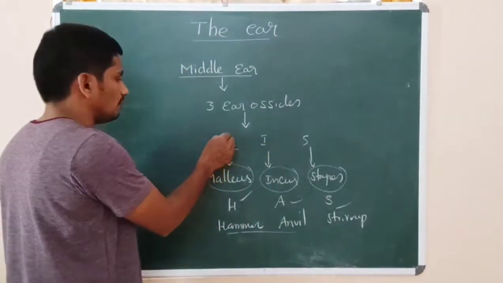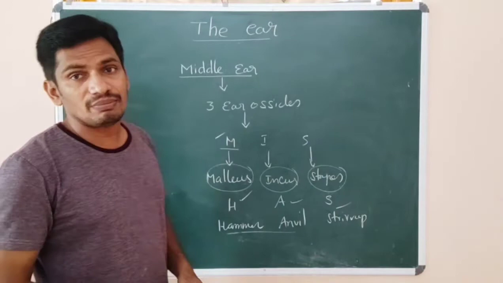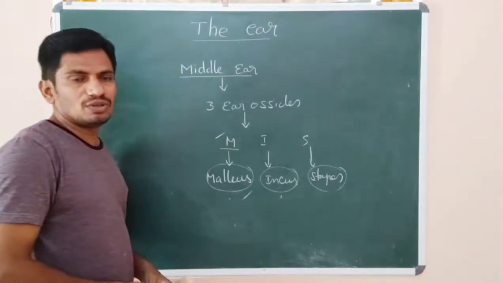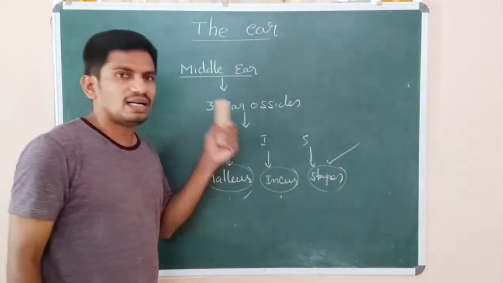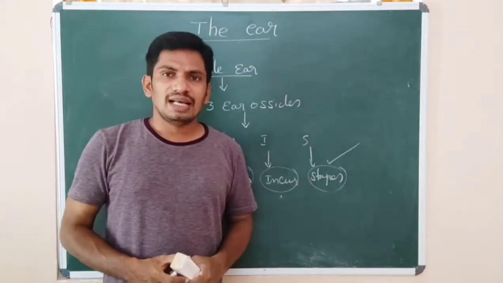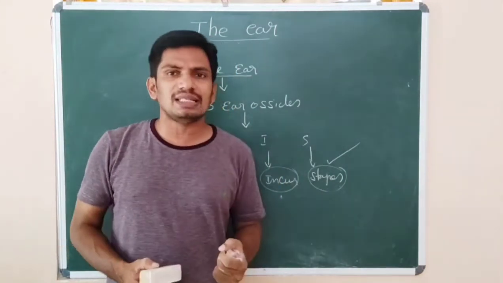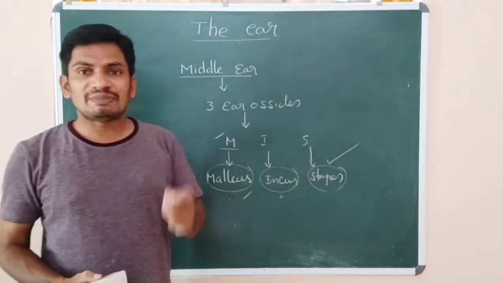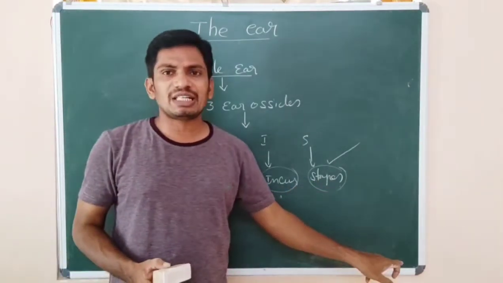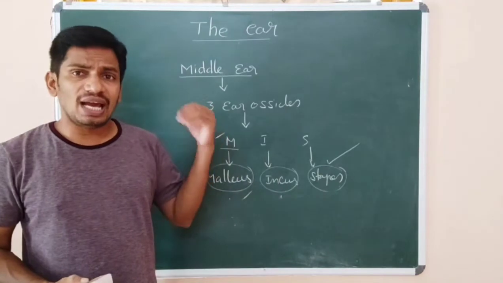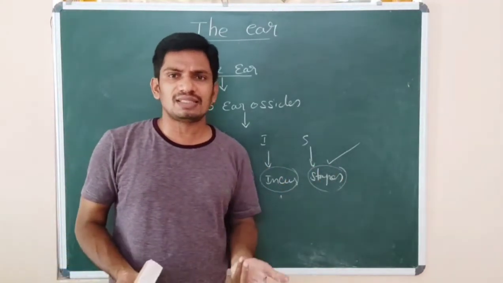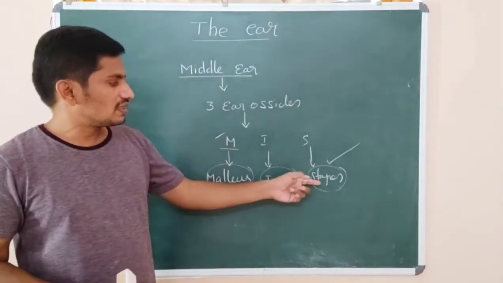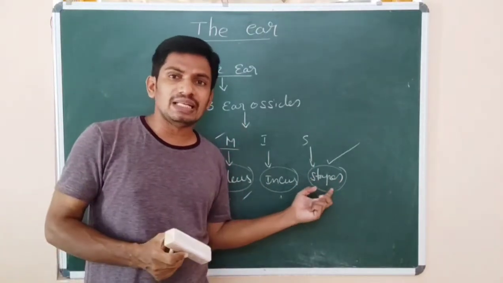So the bone that directly contacts the eardrum is the malleus. Among these three, which is the smallest bone? The stapes is the smallest bone in our body. The smallest muscle, present over the stapes, is called the stapedius. Because the stapes is the smallest bone, its muscle is also the smallest. The stapes is the smallest bone present in the middle ear.